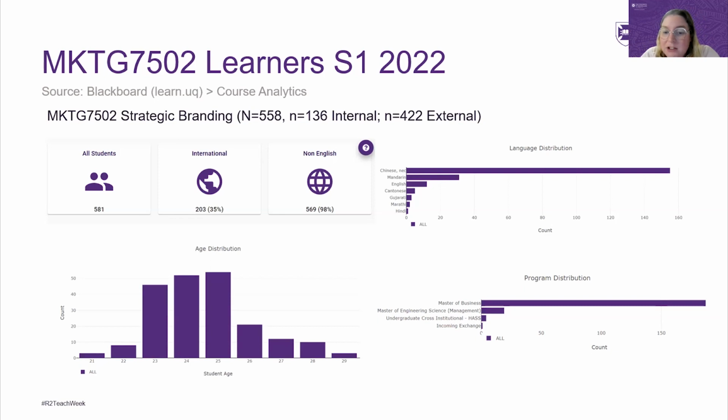The majority were enrolled in the Master of Business, but as we know, students can take electives, or we might have exchange students as well, or students from other degrees that have the ability to take an elective from a compatible companion degree. And so that's the program distribution bar chart that you can see there at the bottom. So that was the learner profile for the first cohort that I had.